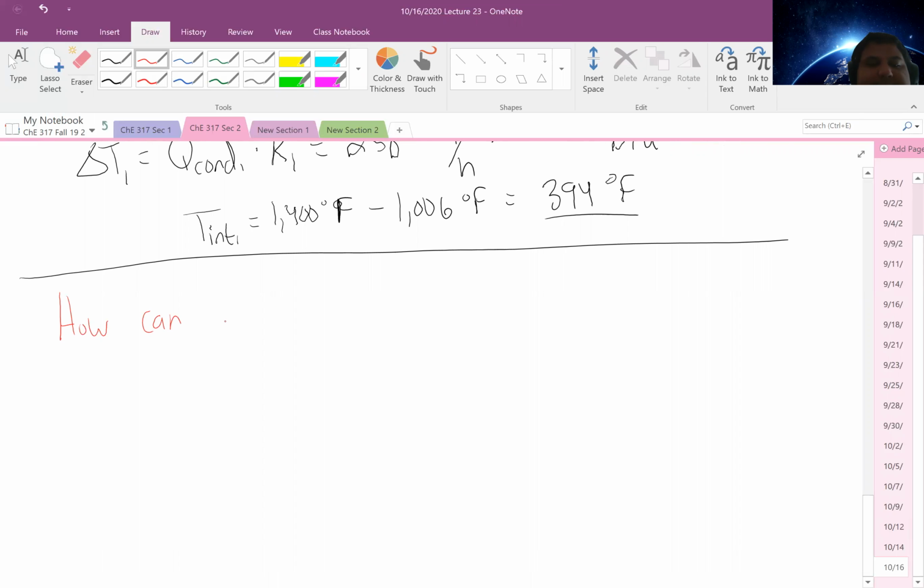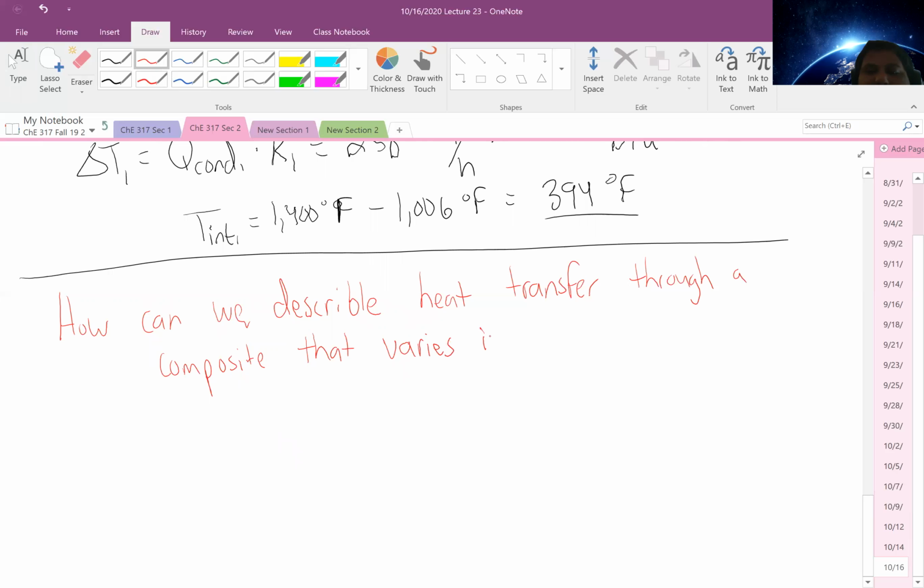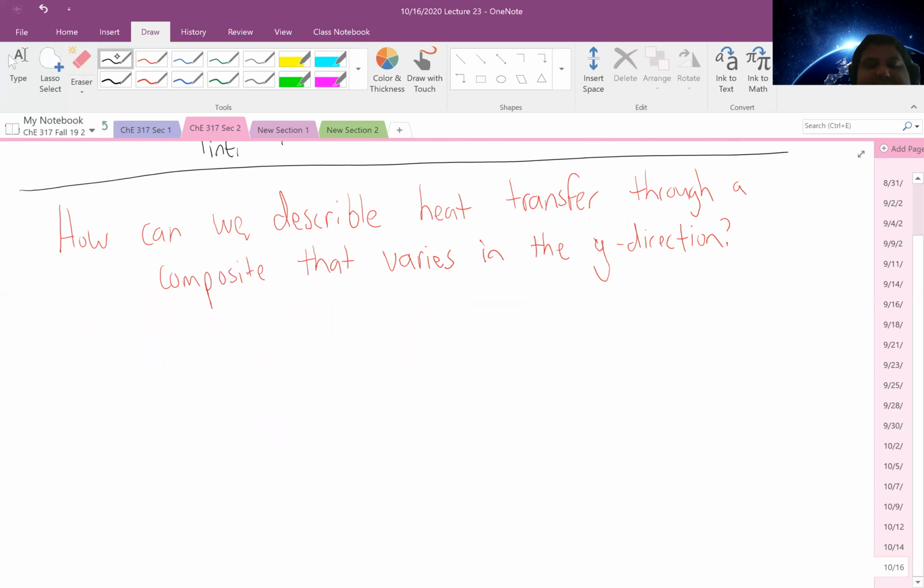How can we describe heat transfer through a composite that varies in the y direction? All right, so we're considering heat transfer in the x direction, but the composite now looks something more like this.